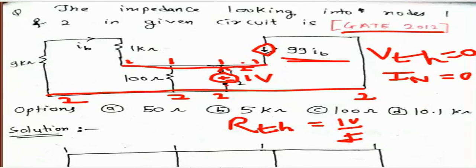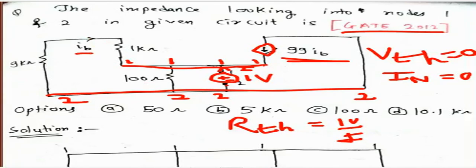Now between node 1 and 2, how are the resistances and sources connected? Between node 1 and 2, I have one 100 ohm resistor, one 1 volt source, and one 10 kilo ohm resistor, which is 1 kilo ohm plus 9 kilo ohm. And current is flowing from node 2 to node 1 and that current is IB.